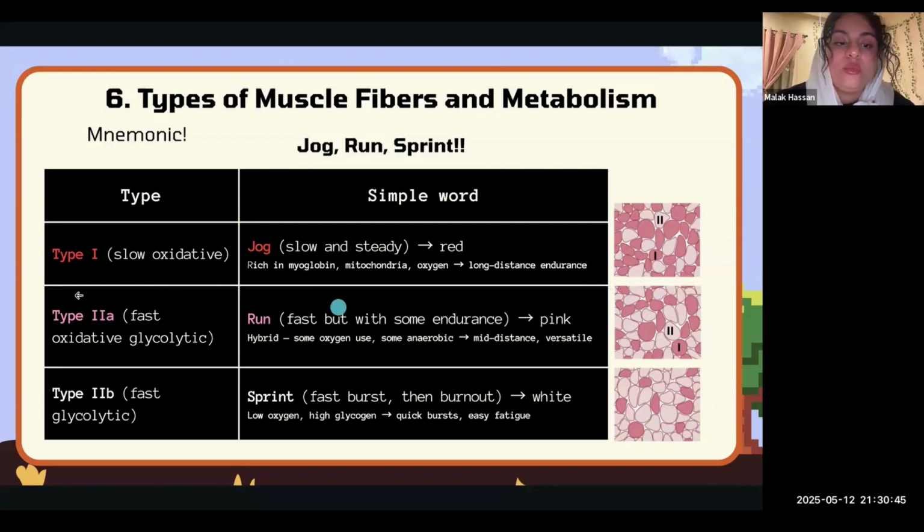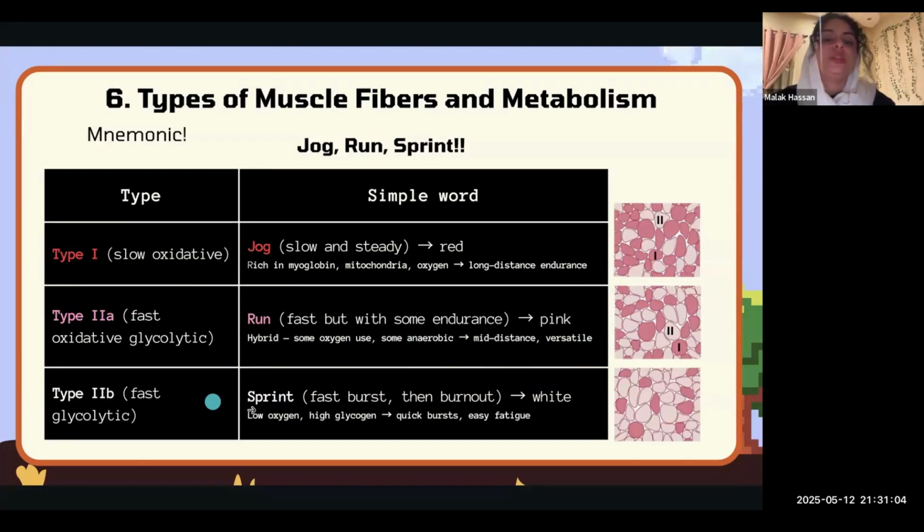Then you have run, which is type 2A, which is fast oxidative glycolytic, which is fast but with some endurance. So it's this one. It looks more pink. And it's going to be hybrid. So there's some oxygen use, some aerobic and some anaerobic, and it's more versatile, okay?